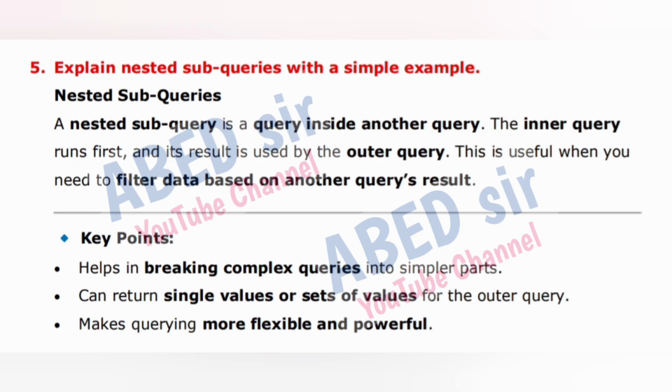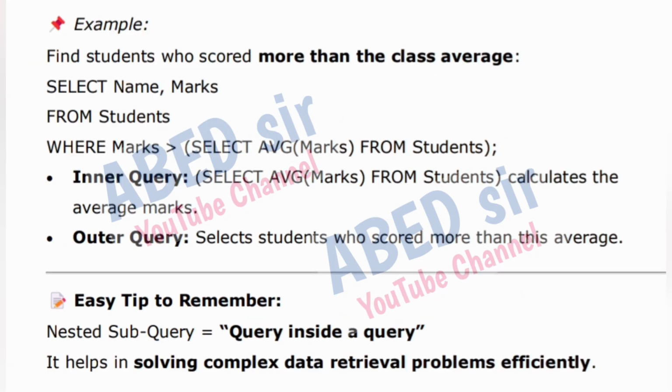Key points. Helps in breaking complex queries into simpler parts. Can return single values or sets of values for the outer query. Makes querying more flexible and powerful. Example.